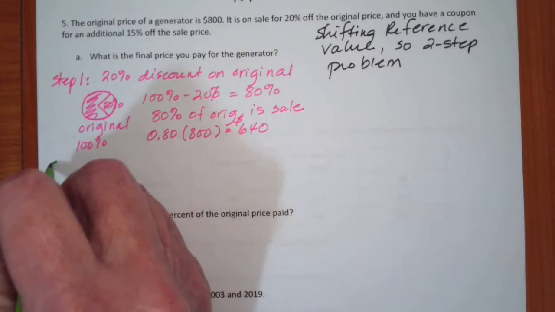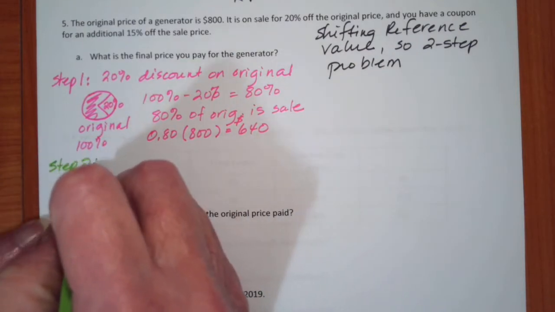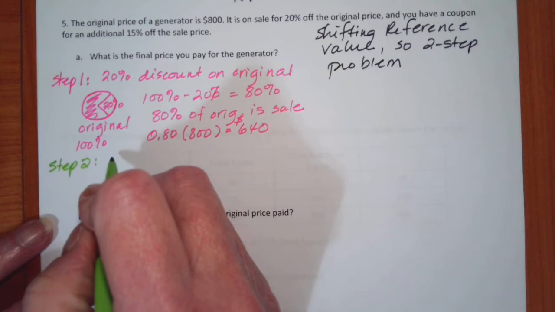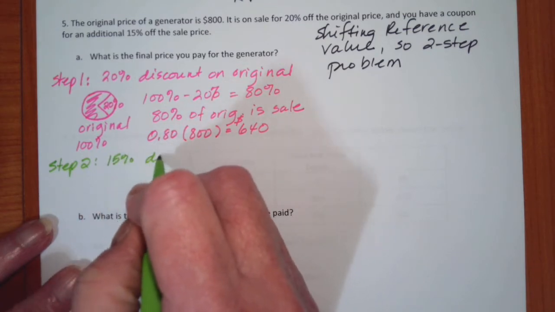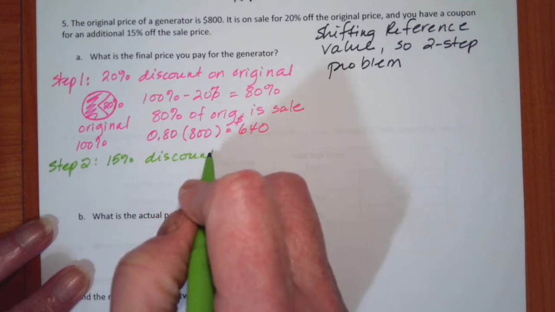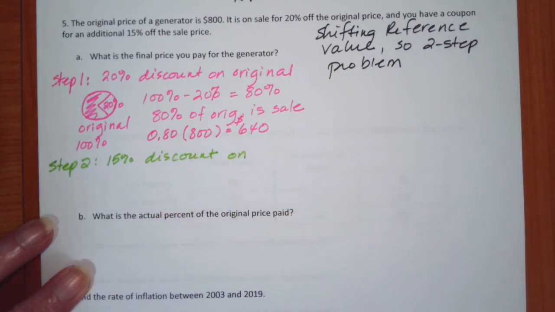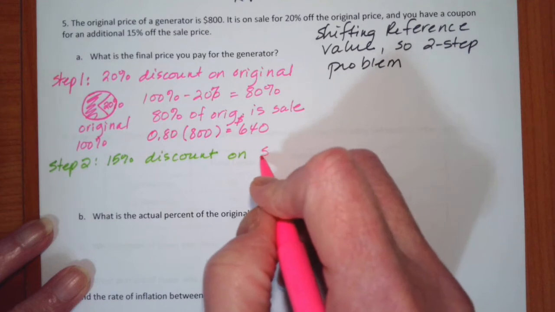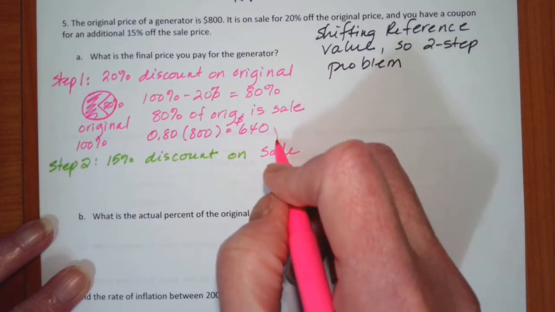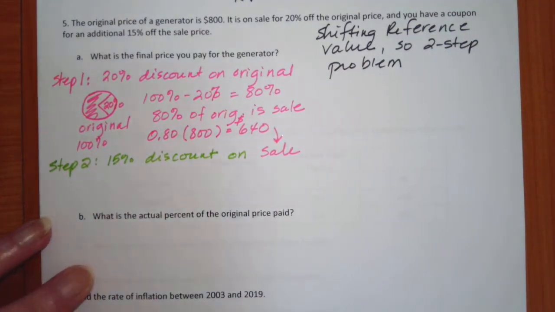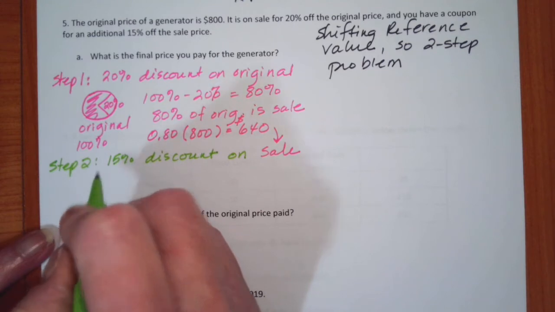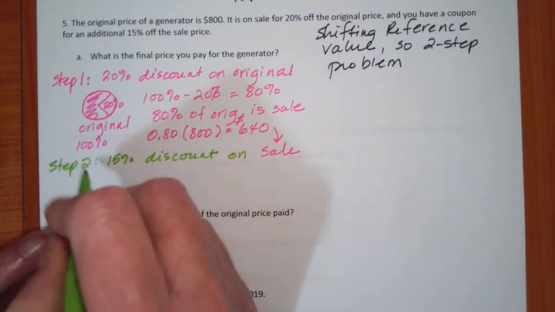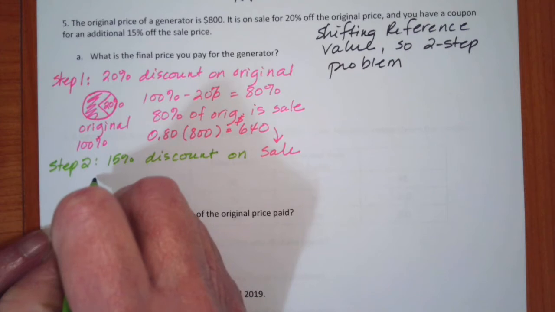Okay. All right, step 2 is a 15% discount on the sale price. So I'm going to have to use that value here. Okay, well, finding this, I'm going to follow the exact same steps. I may have to write over here because I wrote too big.